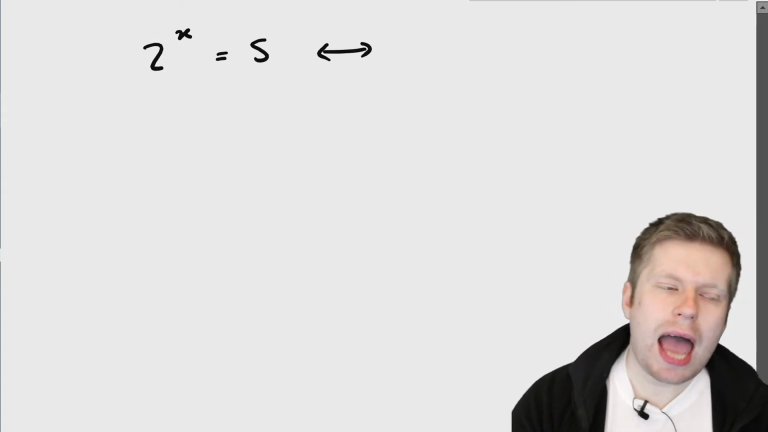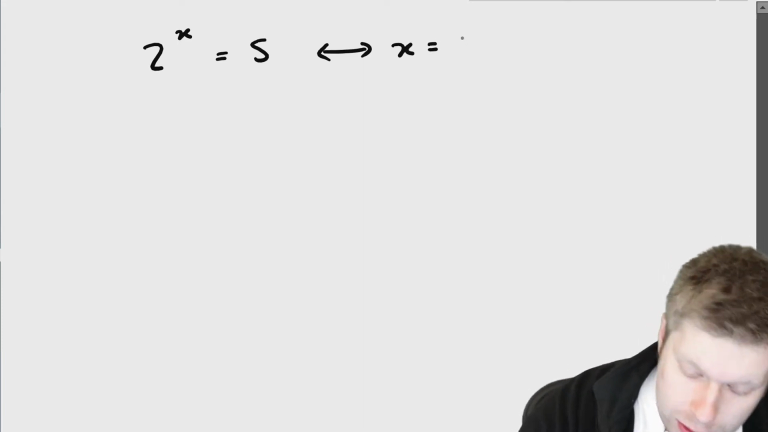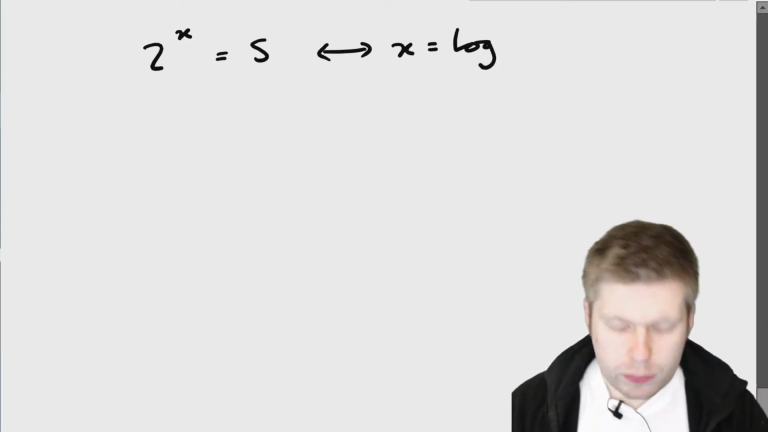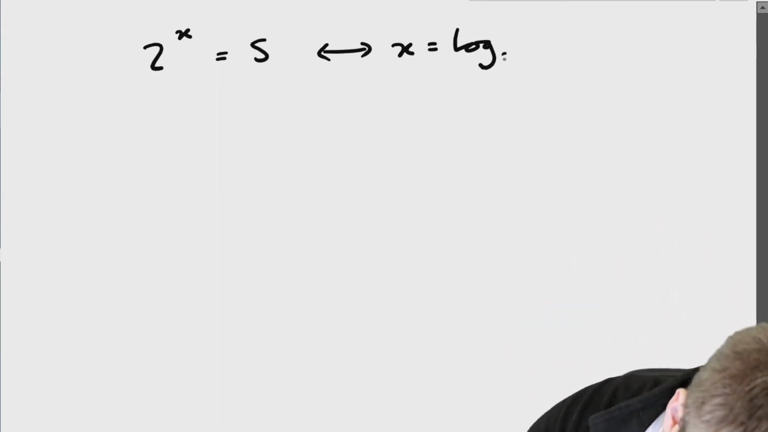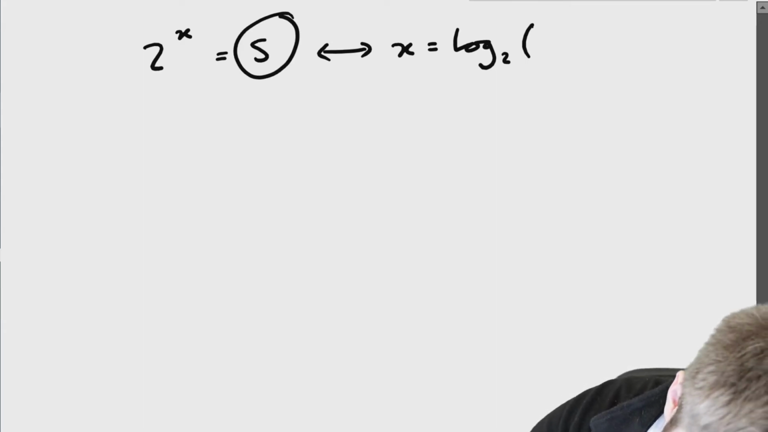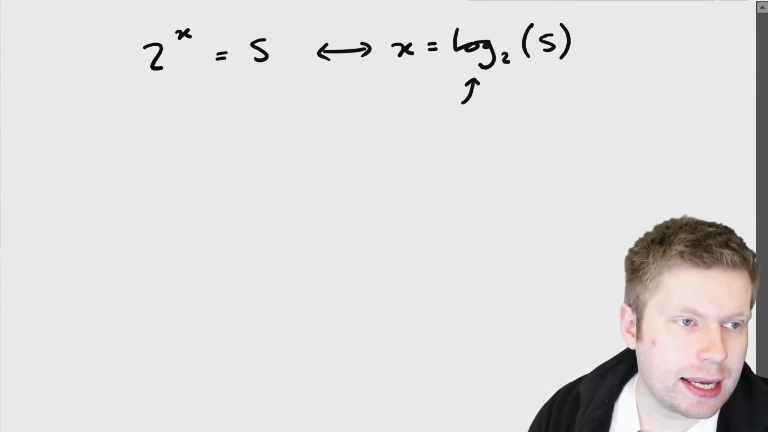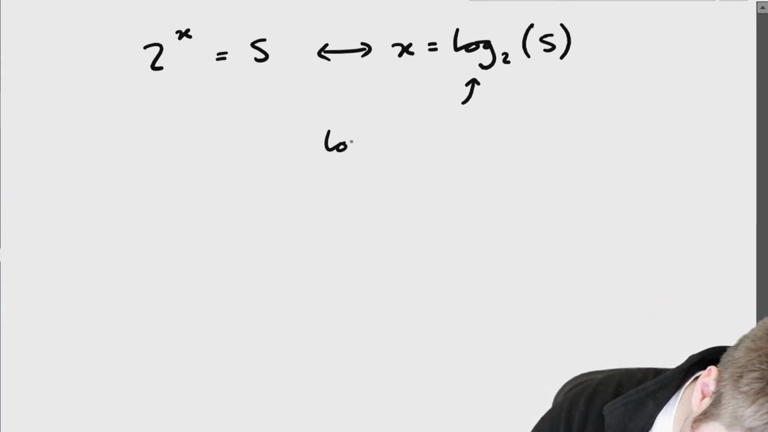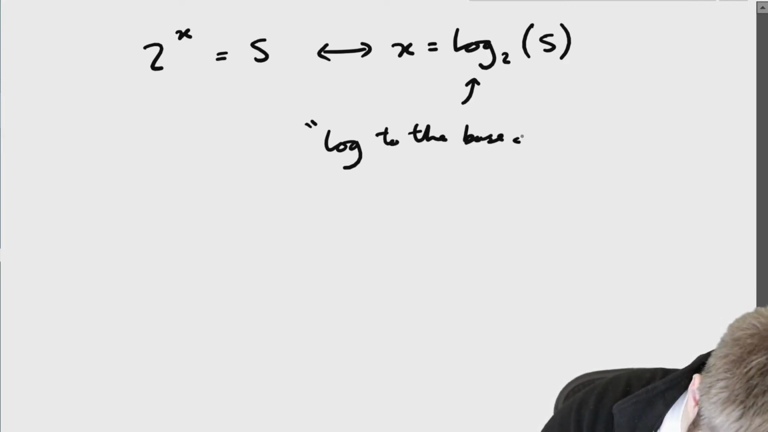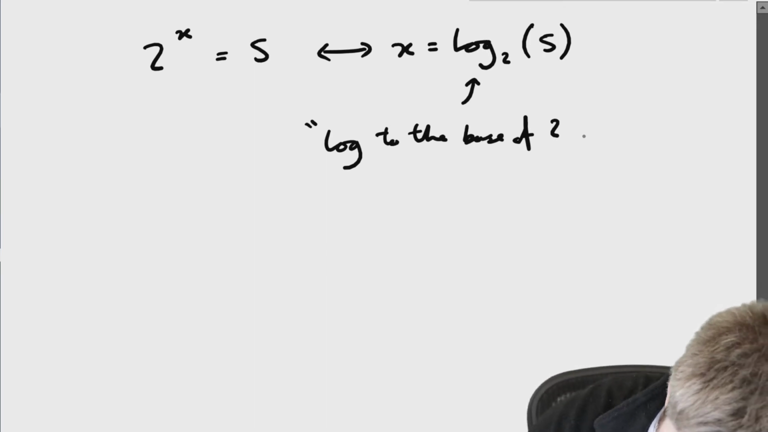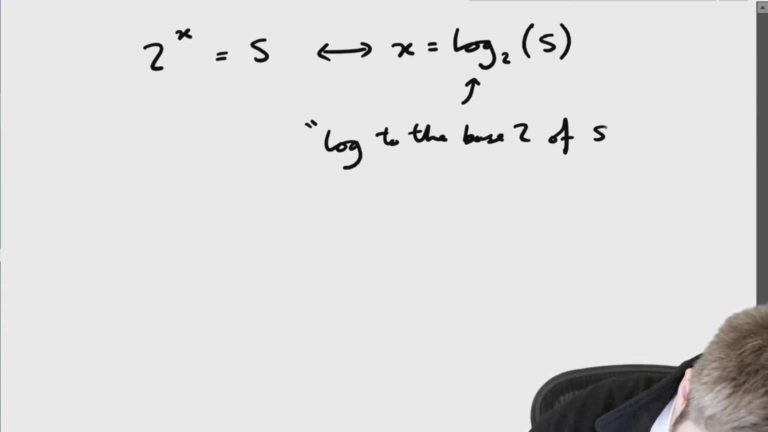So if I want to write that as a logarithm, I would basically say that x, that's the thing I'm interested in. Well, I need to look at a logarithm, so I'm going to write log. I need to know what my growth factor is. In this case, it's 2. Okay, so I put the 2 down there. And then I also need to know the size. So in this case, the size is 5. I would say that as, let me write it down as I say it, log to the base 2 of 5.